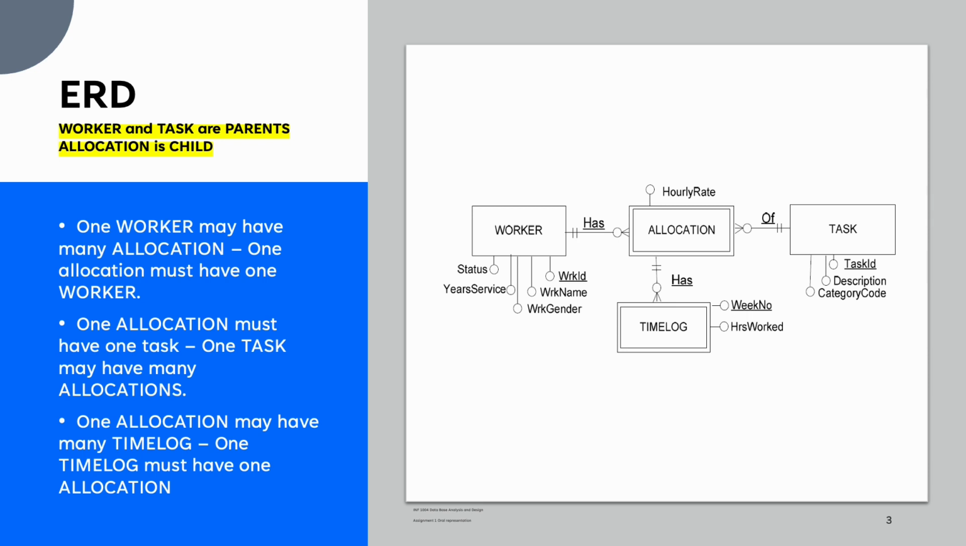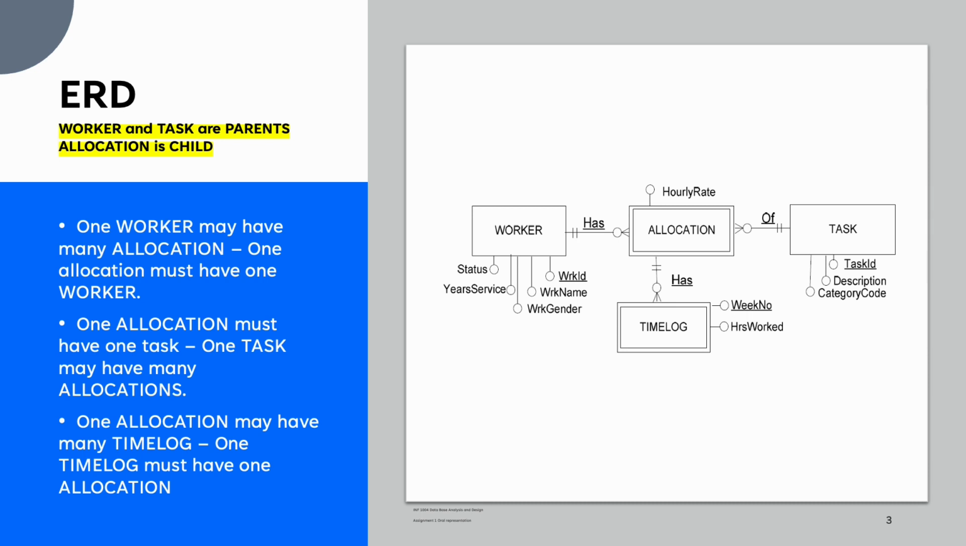Allocation is a weak entity between the task and worker tables. In the task table, the primary key is task ID, and the primary key of the worker table is worker ID. They also have other attributes, descriptions and category code. So task and worker are the parents, and their child is allocation because it is a weak entity.